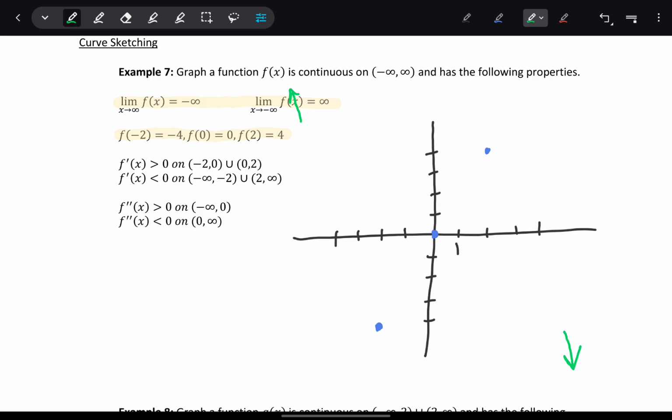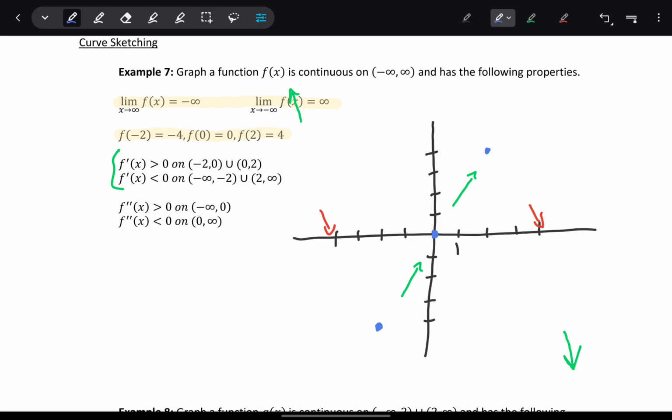Now we can look at the first derivative. Our function is increasing, that is, our first derivative function is positive, on the interval from -2 to 0, and from 0 to 2. Our function is decreasing from -infinity to -2, and from 2 to infinity. So I'm just plopping in some arrows to give myself a general format for how this curve is going to go.